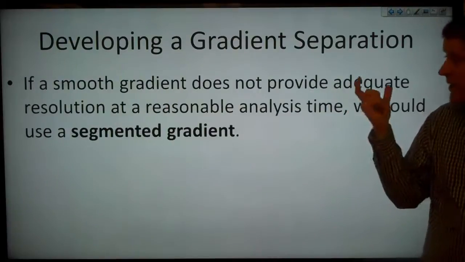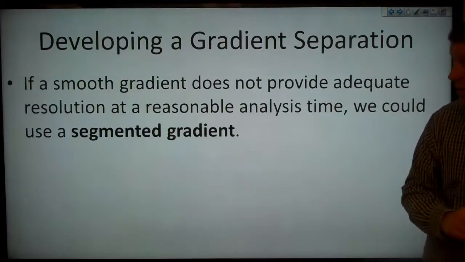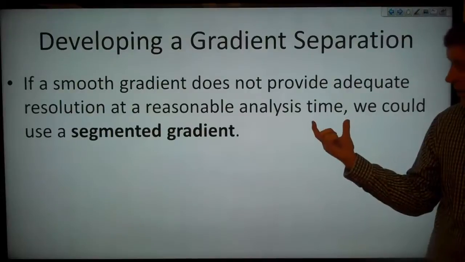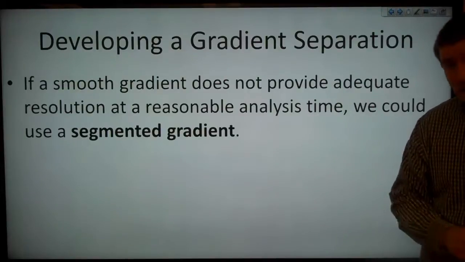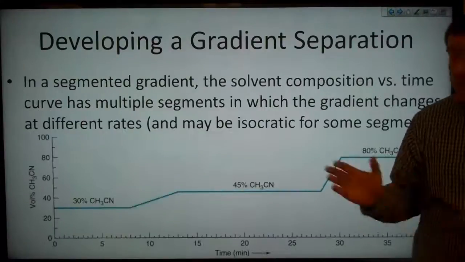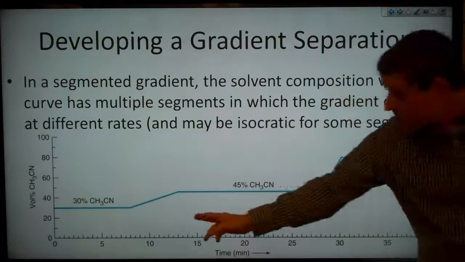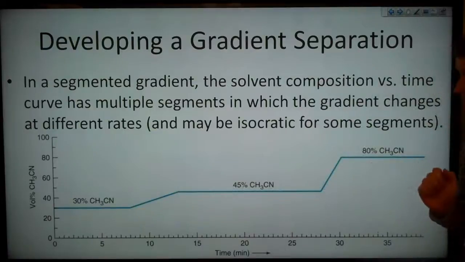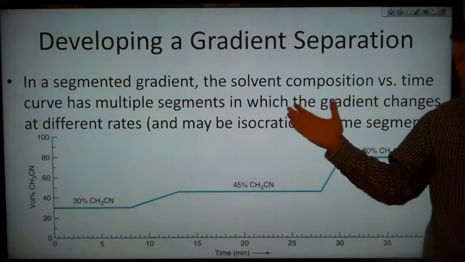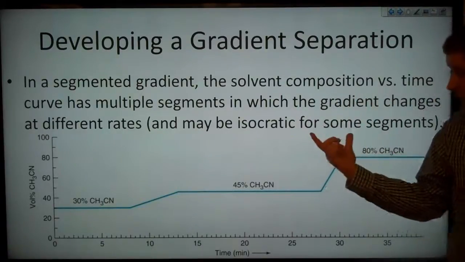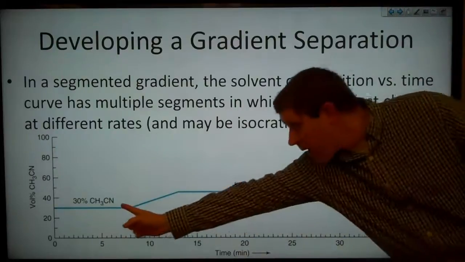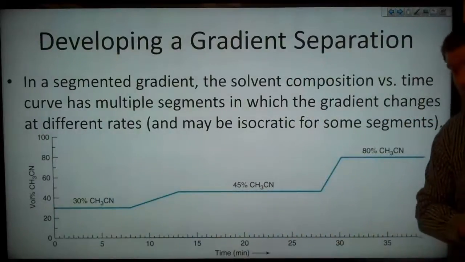If a smooth gradient does not provide adequate resolution at a reasonable analysis time, we could use a segmented gradient. In a segmented gradient, the solvent composition versus time curve has multiple segments, as we see here, in which the gradient changes at different rates and may be isocratic for some segments. It's isocratic here, and there, and here.